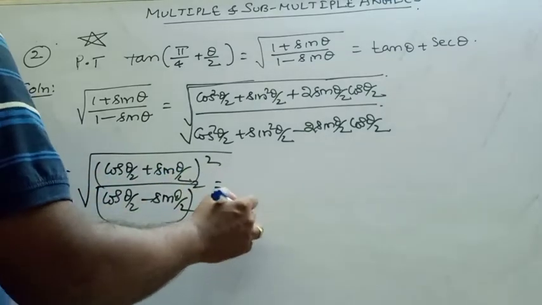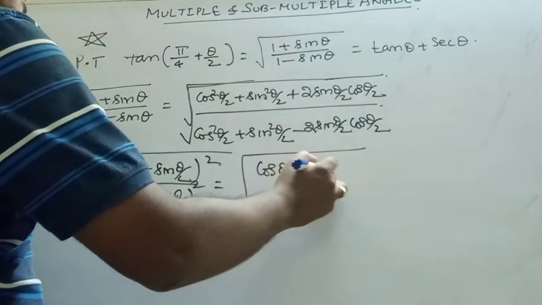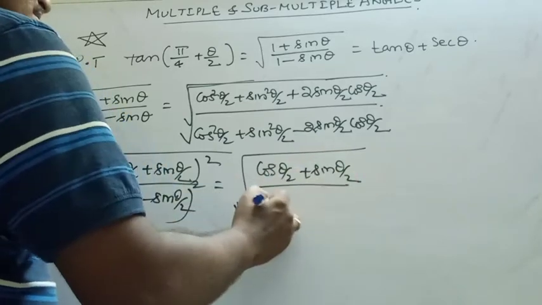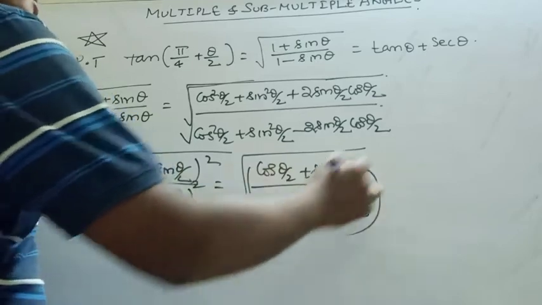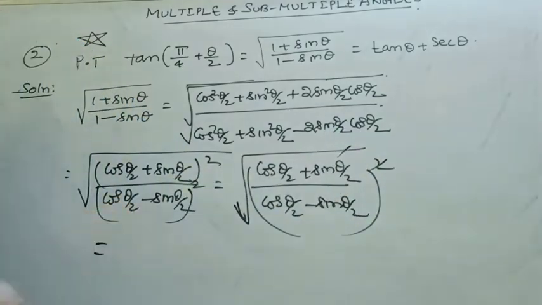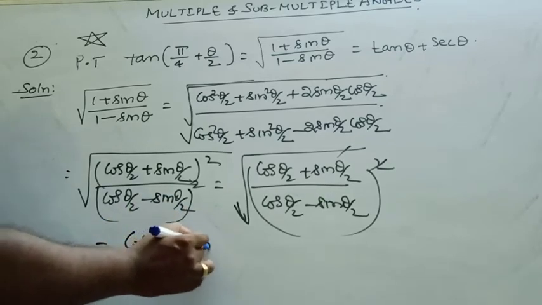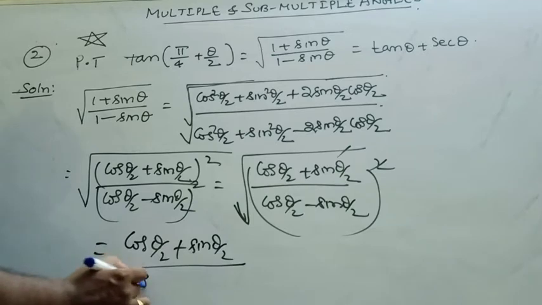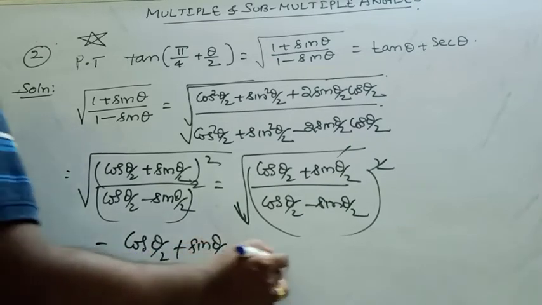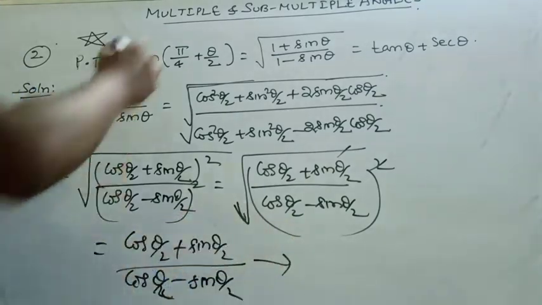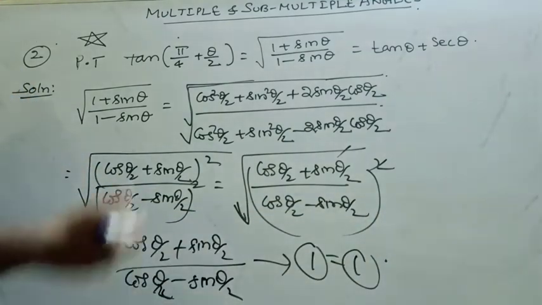And that, of course, we have something like cos theta by 2 plus sin theta by 2 by cos theta by 2 minus sin theta by 2, whole square root. This cancels. And we have got, of course, cos theta by 2 plus sin theta by 2 by cos theta by 2 minus sin theta by 2. This is nothing but equation number 1. That means this and this are equal. Both of them are equal.